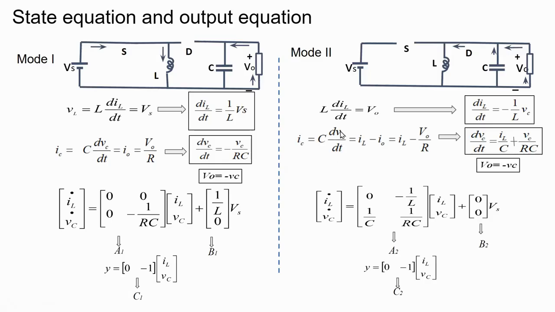IC can be written as C into dVc by dt. And so we can write C into dVc by dt equal to IL minus I naught. That is equal to IL minus V naught by R, which gives dVc by dt equal to IL by C plus Vc by RC, where V naught is minus Vc. And again, the output equation V naught equal to minus Vc. Writing all these equations in the matrix form, we get the state equation in matrix form and the output equation in matrix form for mode 2. So here this is A2 matrix and this is B2 matrix, this is C2 matrix.